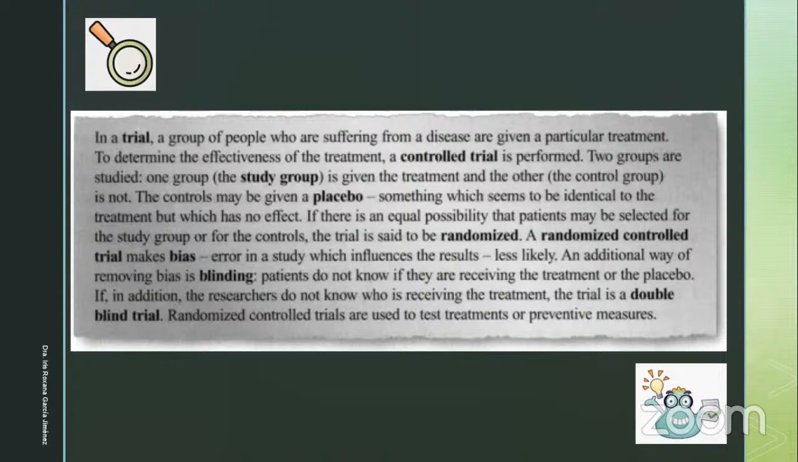Randomized controlled trials are used to test treatments and preventive measures. Double-blind trials are very common in the United States relating to new antibiotics, checking the differences or not.